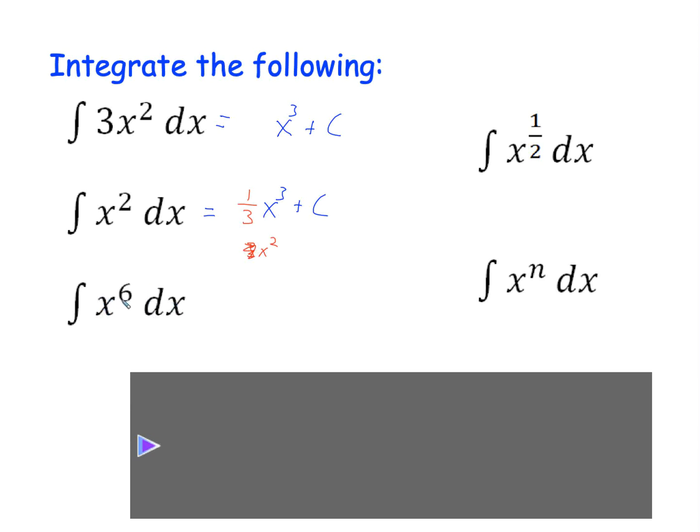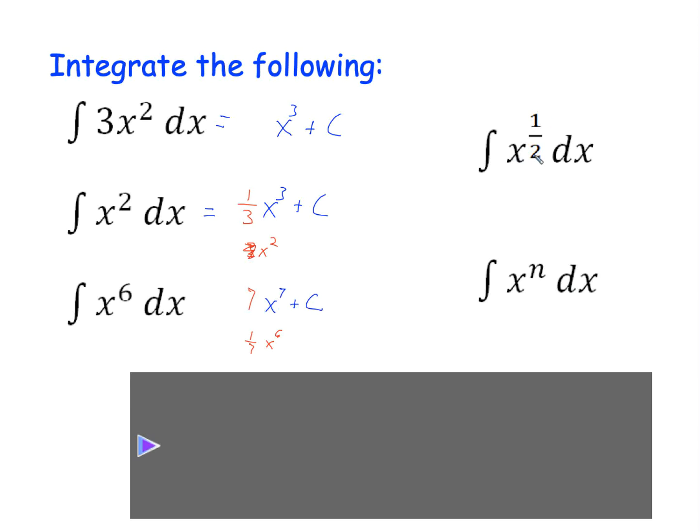Looking at the next one, the derivative of what would give us x to the 6th? Well, something to the 7th. And if we check that, we would get 7x to the 6th, which here we have the x to the 6th, but we have this 7 here, so we have to correct this. Multiplying by 1/7 would fix this. 7 would come out front, and there you go. That would be that answer.